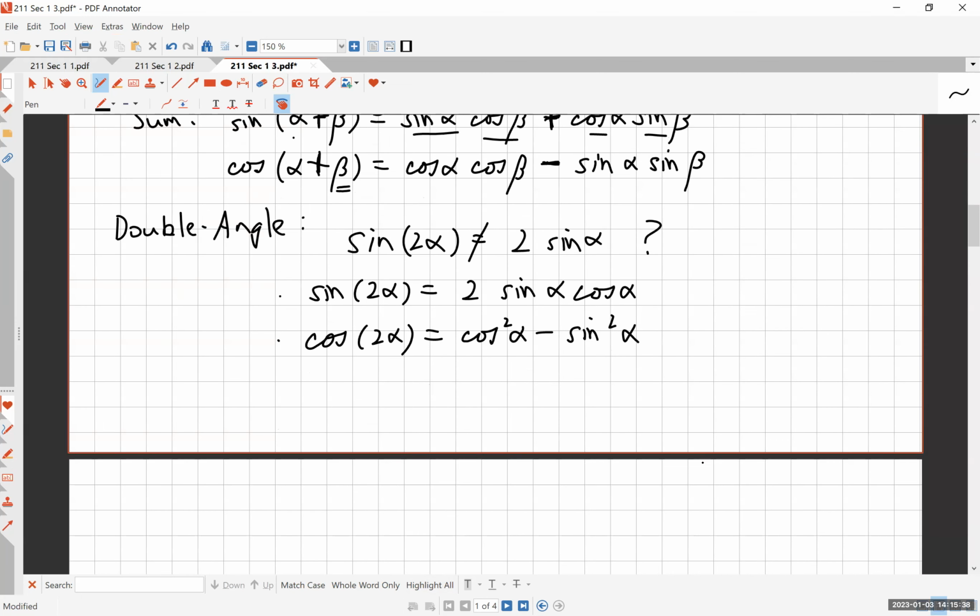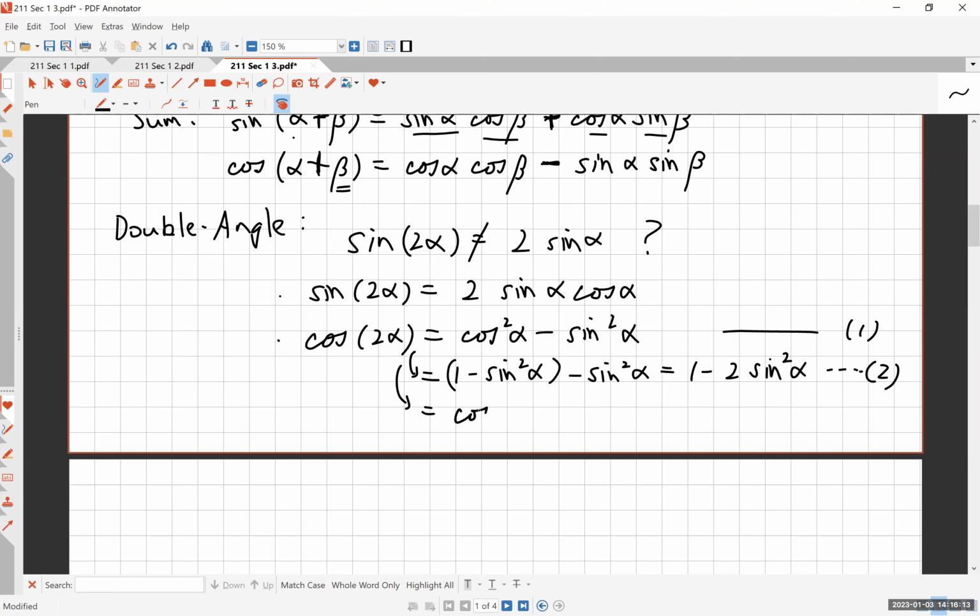But these are quite different, right? If you think about this, this is the first one. Cosine square alpha is 1 minus sine square alpha because of that mother of all identities, right? So you could write this way: 1 minus 2 sine square alpha. So this is the second form of the double angle formula for cosine.